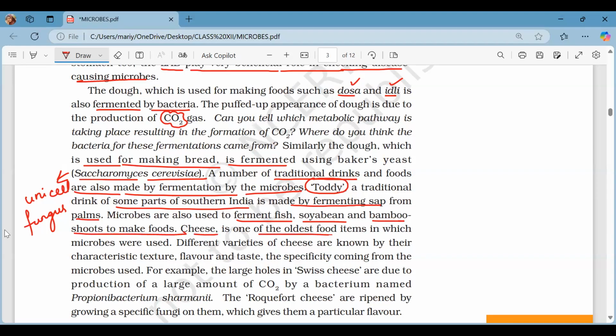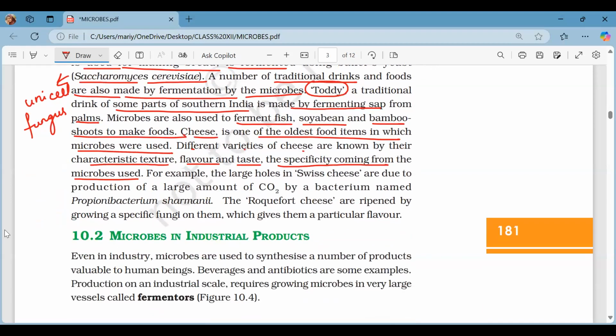Cheese is one of the oldest food items in which microbes were used. Different varieties of cheese are known by their characteristic texture, flavor, and taste. The specificity comes from the microbe used. The different cheeses available have a different taste or texture because of the different microorganisms that are used.